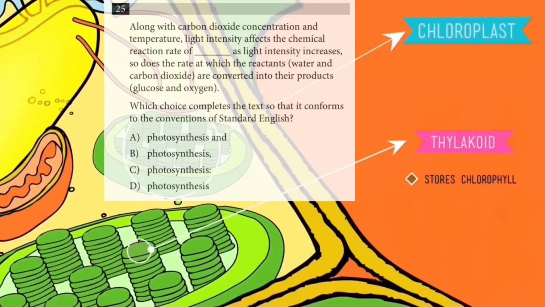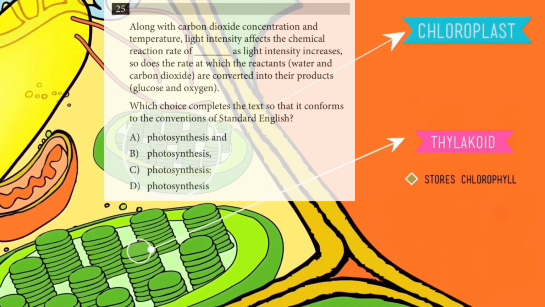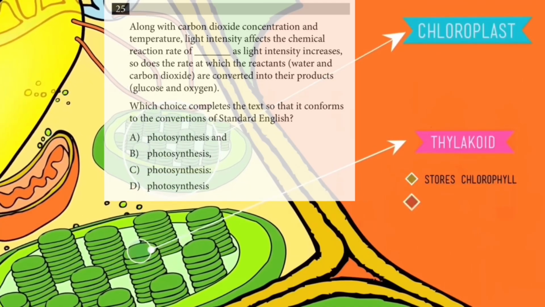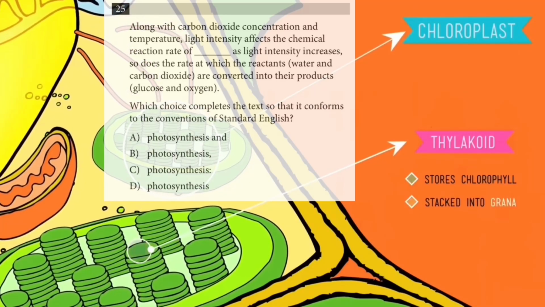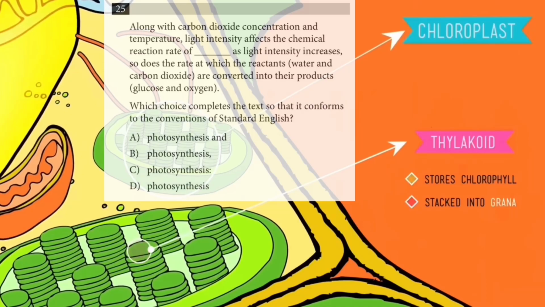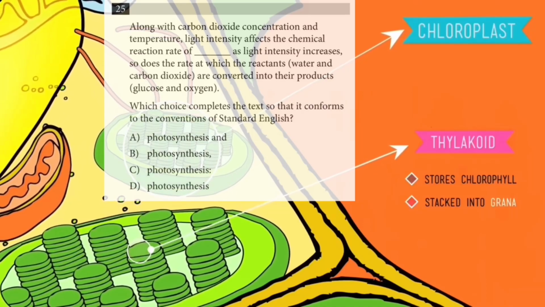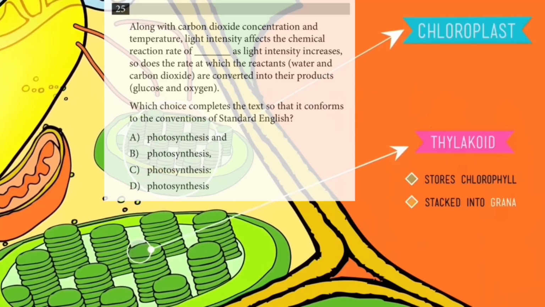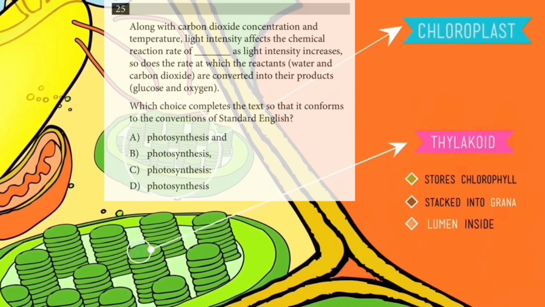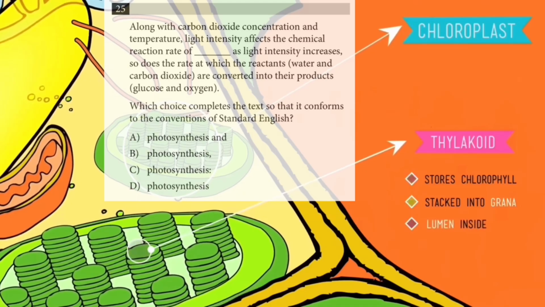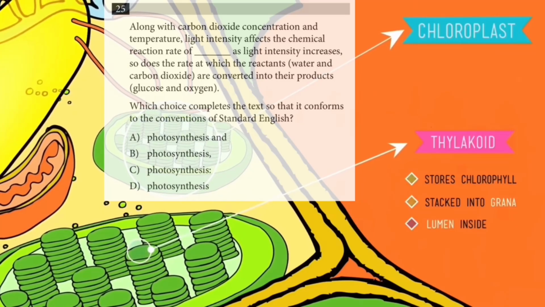Along with carbon dioxide concentration and temperature, light intensity affects the chemical reaction rate of blank. As light intensity increases, so does the rate at which the reactants, water and carbon dioxide, are converted into their products, glucose and oxygen. Which choice completes the text so that it conforms to the conventions of standard English? A. Photosynthesis and B. Photosynthesis, comma, C.